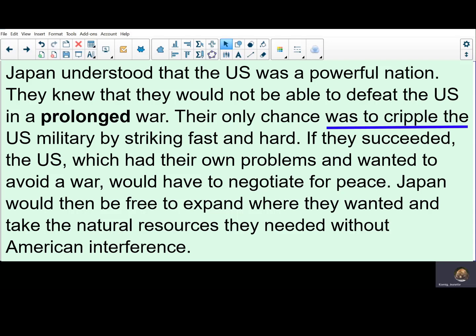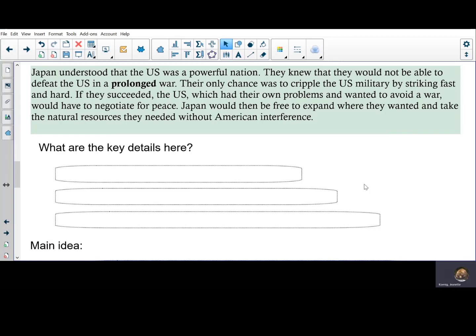Their only chance is to cripple the US military by striking fast and hard. If they succeeded, the US, which had their own problems and wanted to avoid a war, would have to negotiate for peace. Japan would then be free to expand where they wanted and take the natural resources they needed without American interference. Okay, so what are some of the key details here?